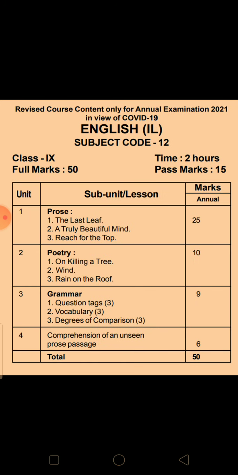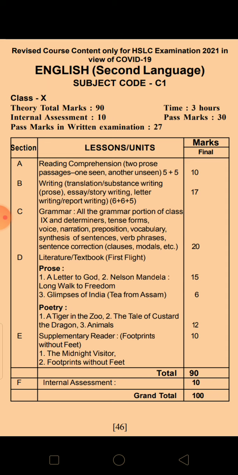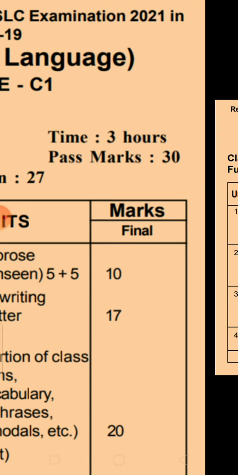Now, moving on to class 10. This is the revised course content for your HSLC examination that will happen in 2021, next year. So you need to be prepared from now, and you have a few sections here that you need to look at. It has a 90 mark theory. Internal assessment is 10 marks. Your pass mark is 27 for your written examination, and 3 marks for your internal assessment, and the total will be 30 marks.